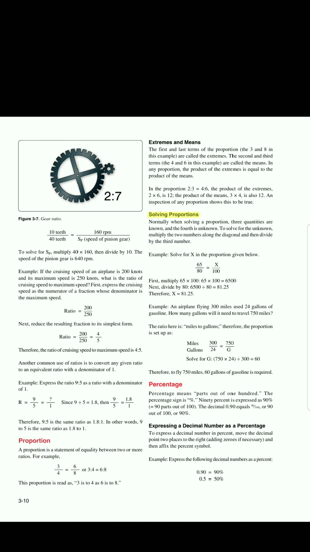Solving proportions. Normally when solving a proportion, 3 quantities are known, and the fourth is unknown. To solve for the unknown, multiply the two numbers along the diagonal, and then divide by the third number. Example. Solve for x in the proportion given below.